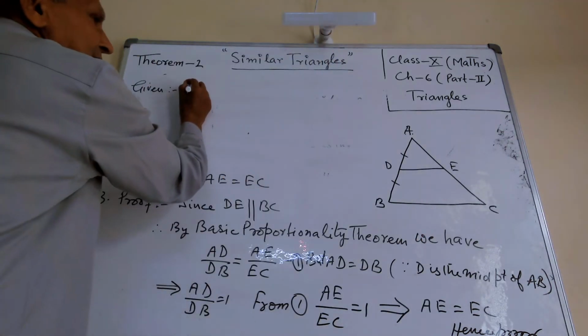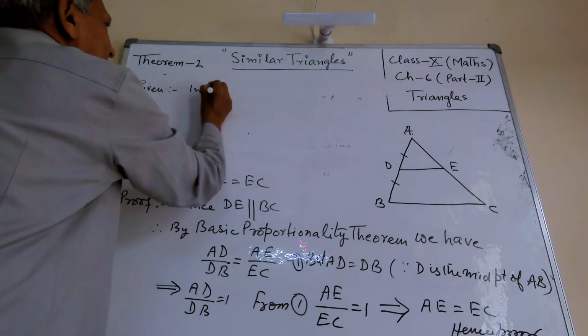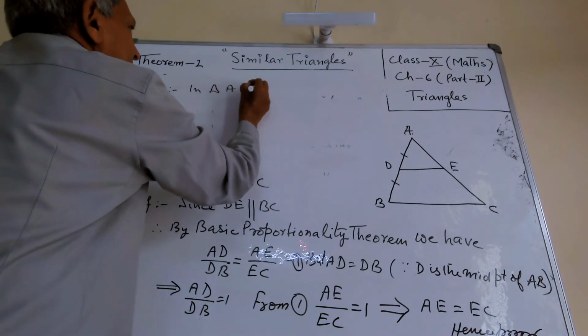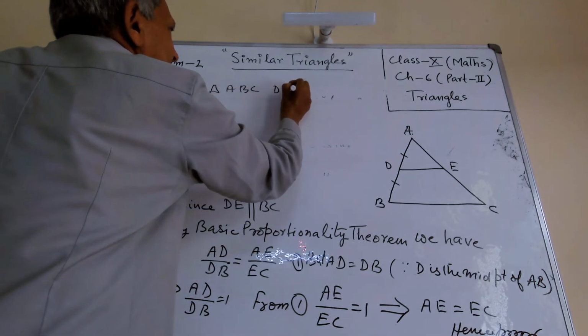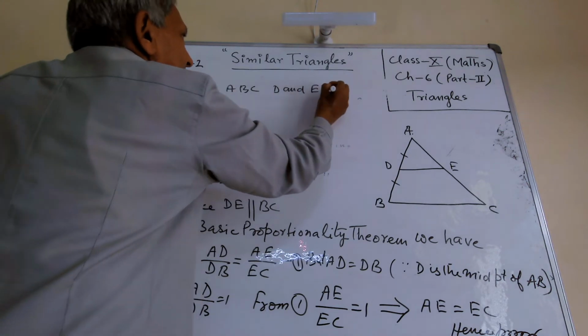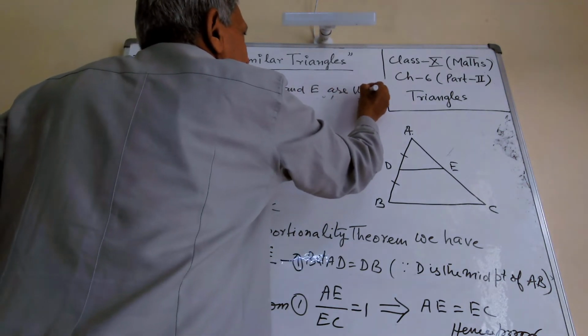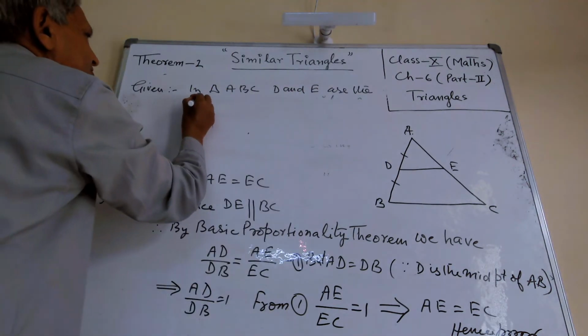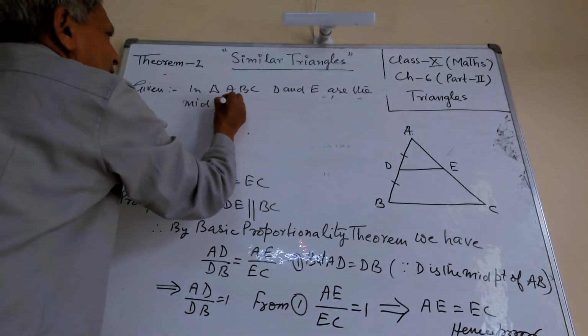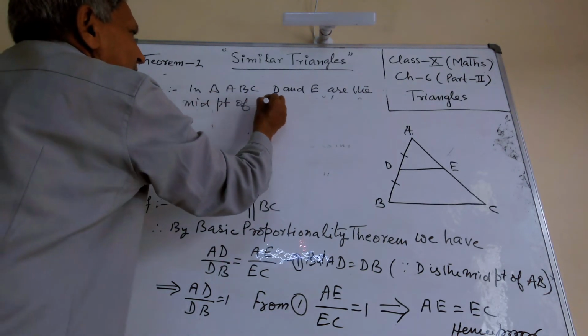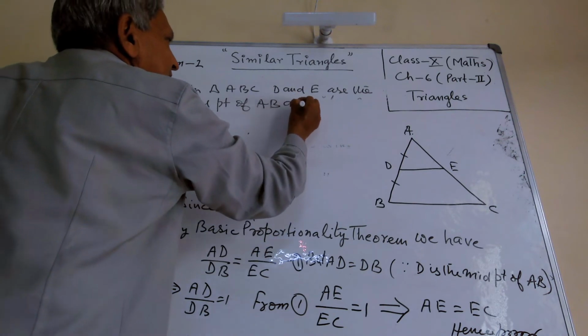Given in triangle ABC, D and E are the midpoints of AB and AC.